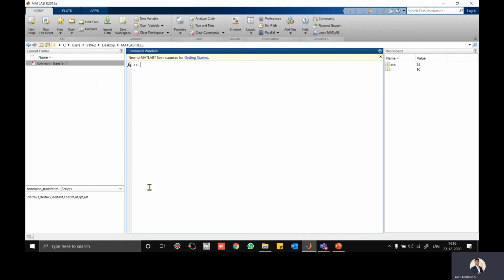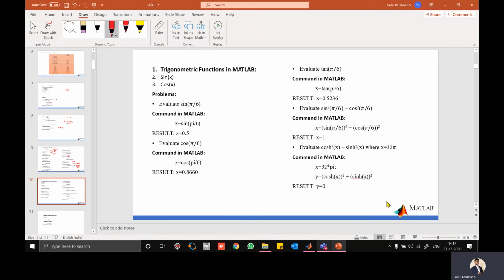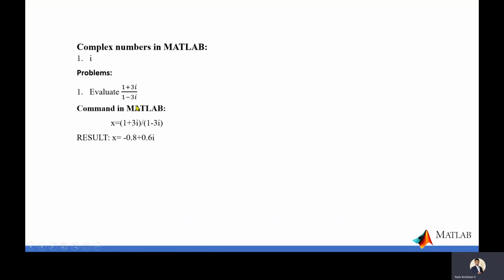So you can do some problems. I have given some problems here. You can go through the problems related to complex numbers, whatever we discussed here. The same thing, you also have to do in your MATLAB and get the result, check with this answer and write it down in your record, basically in the Word document. Okay, this is the problem, you have to do it.